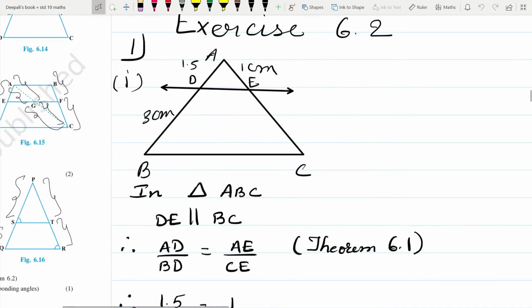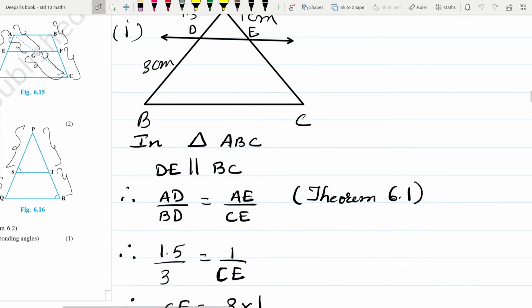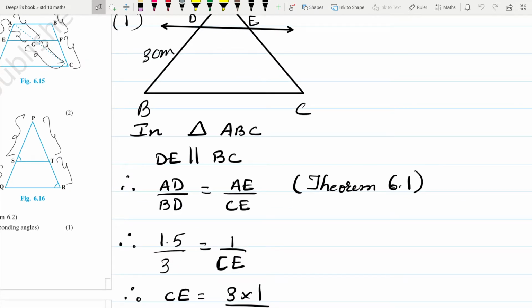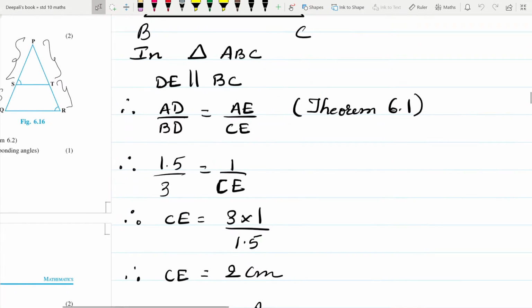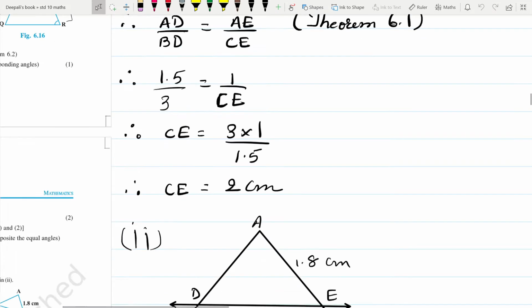Now we have to find EC. According to the theorem, in triangle ABC, if DE is parallel to BC, therefore AD upon BD is equal to AE upon EC. So, 1.5 upon 3 is equal to 1 upon CE. Therefore, CE is equal to 3 into 1 upon 1.5. Therefore, CE is equal to 2.